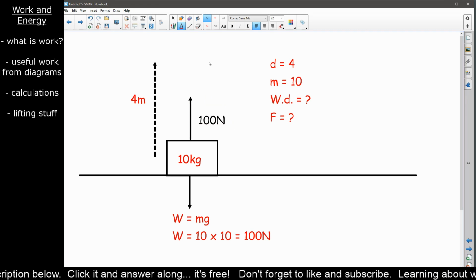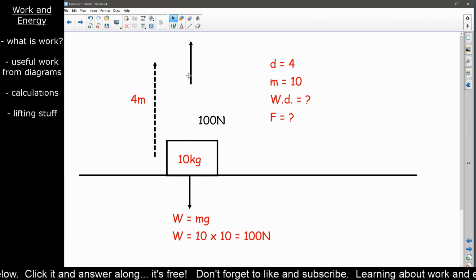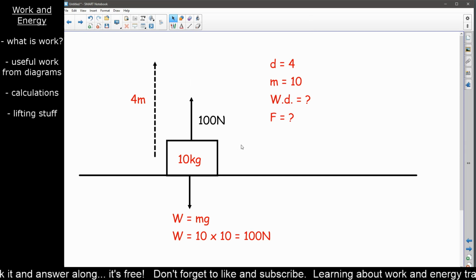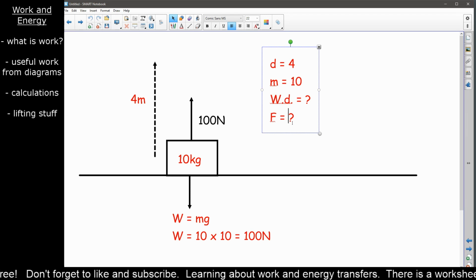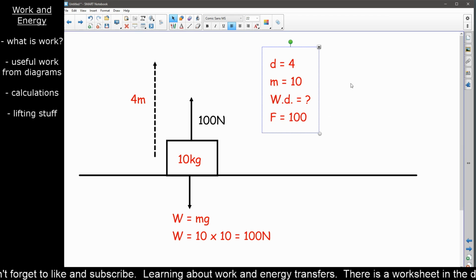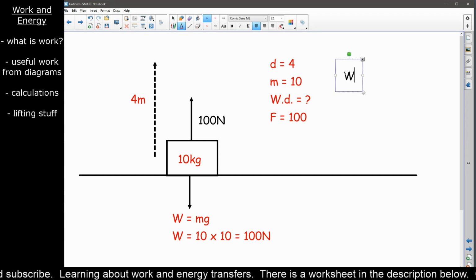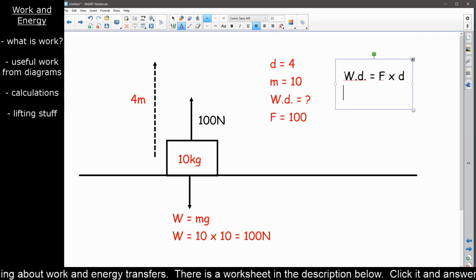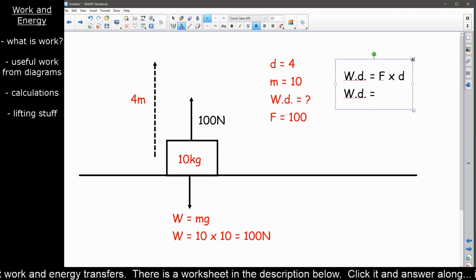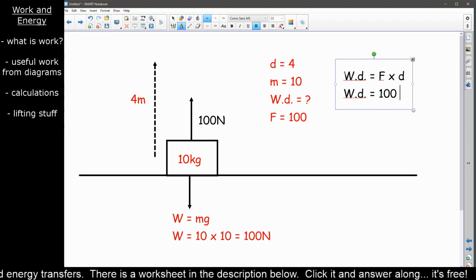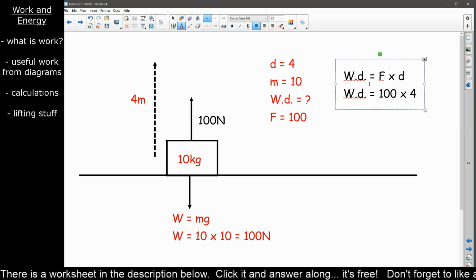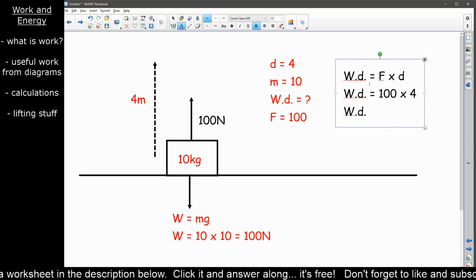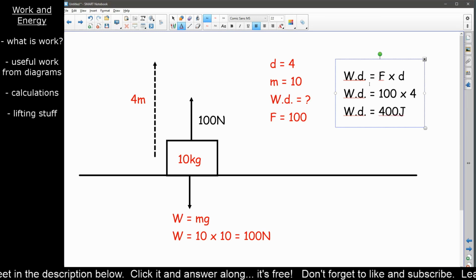And physics doesn't care if you provide more, because the end result is that this thing ends up 4 meters up in the air. And the energy that's stored as gravitational energy is simply 100 newtons times 4, the work done putting it there. So the force that we need is 100. And again, we just crack in the same equation. W, work done, equals force times distance. Work done equals 100 newtons, oh, don't need the M, times 4. So work done is equal to 400 joules.